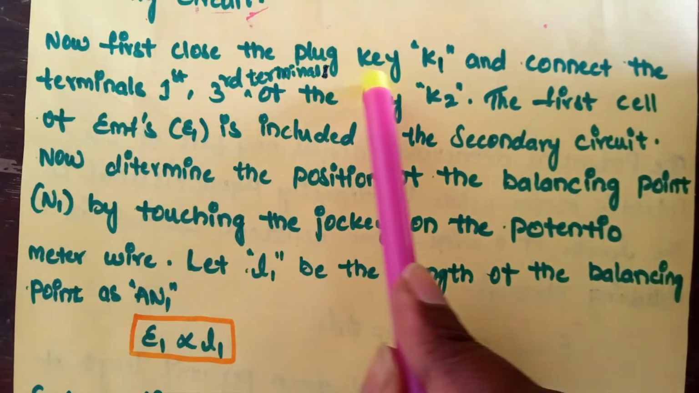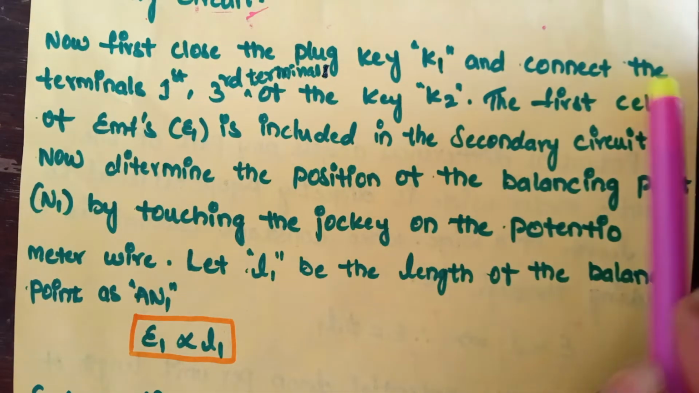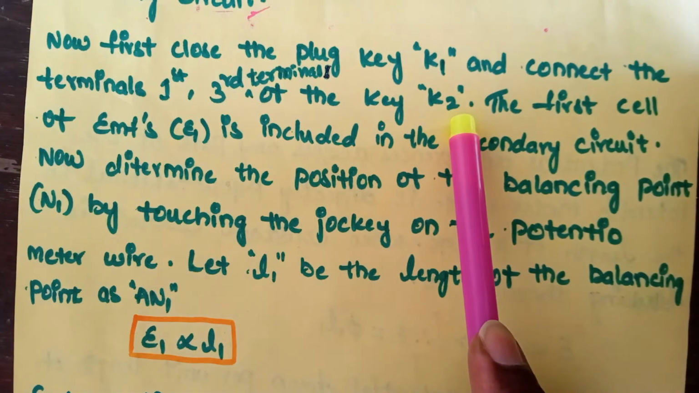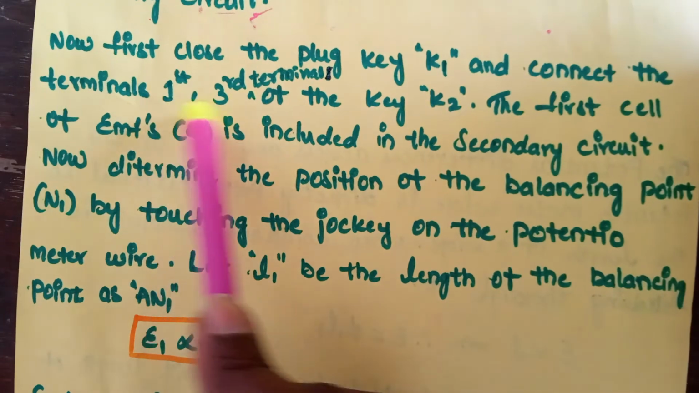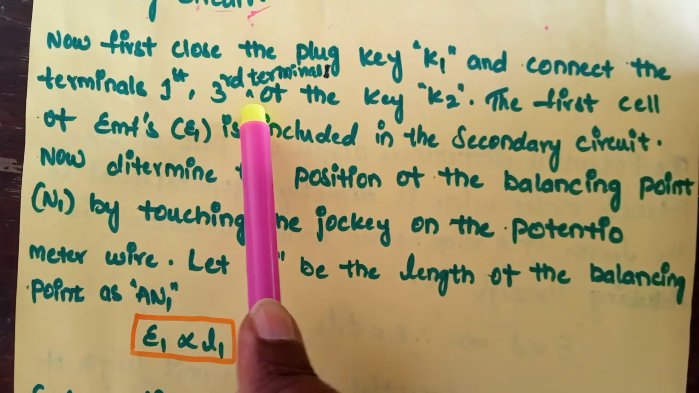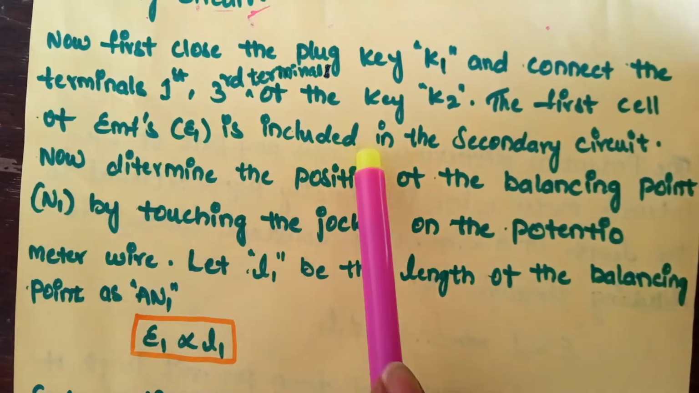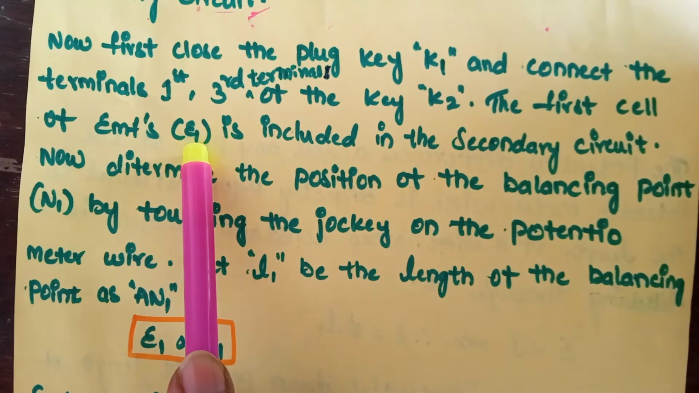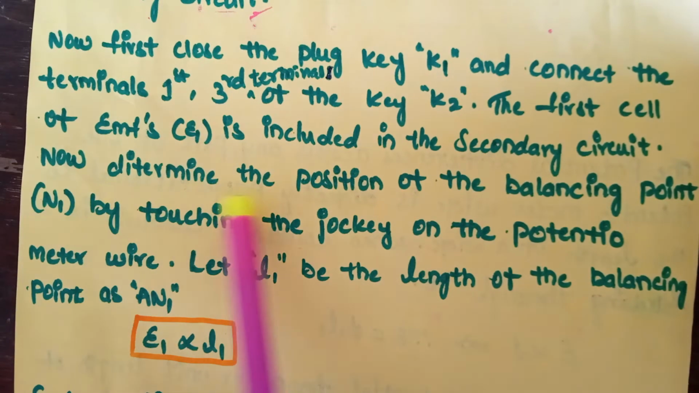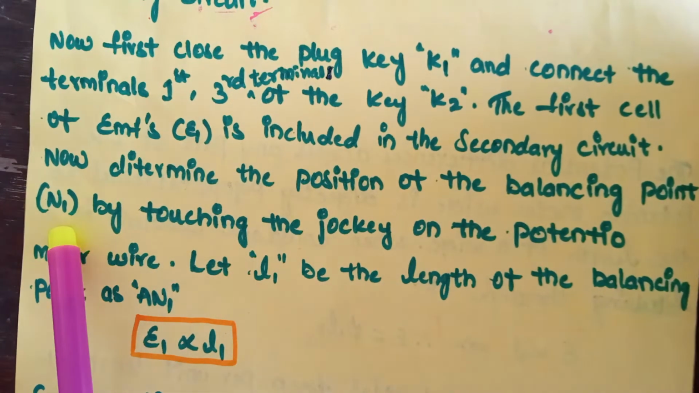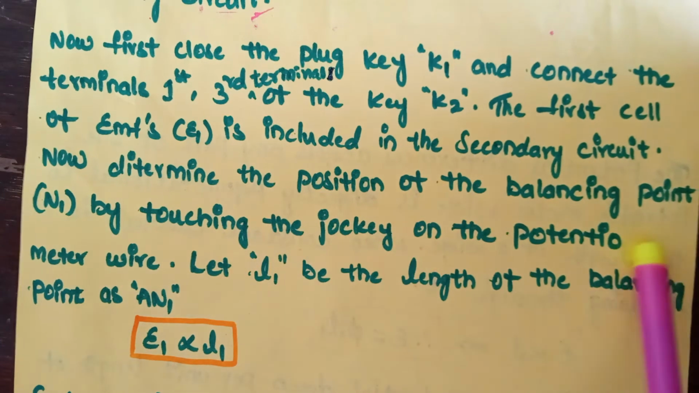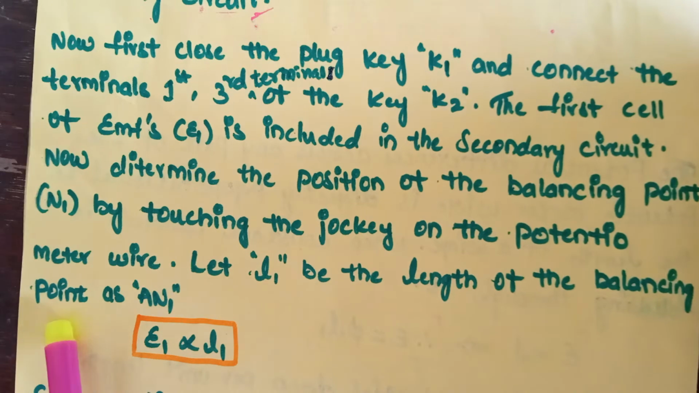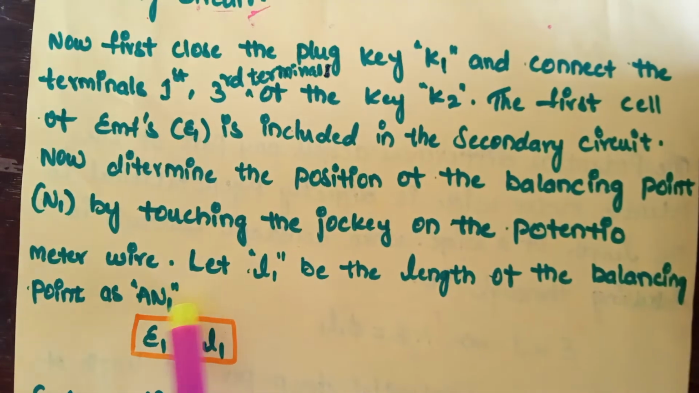Now first close the plug key K1 and connect the terminals 1, 3 of the key K2, that is the two-way key. We have to connect it. The EMF of the first cell is included in the secondary circuit. That means the first cell is working, the second cell is not working. Now determine the position of the balancing point N1 by touching the jockey on the potentiometer wire. Let L1 be the length of the balancing point AN1.